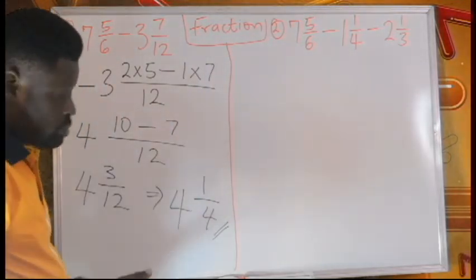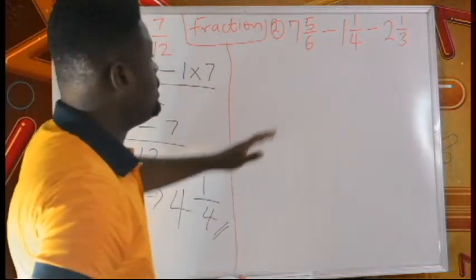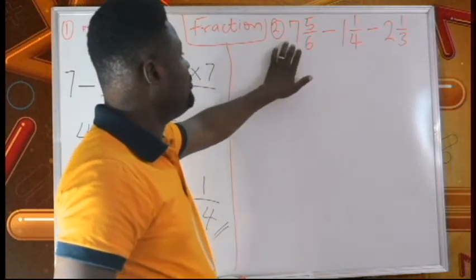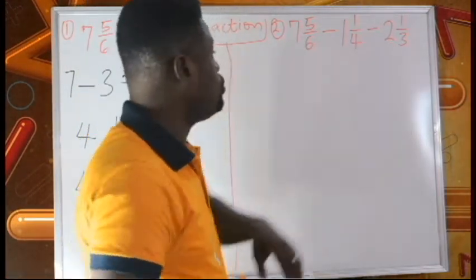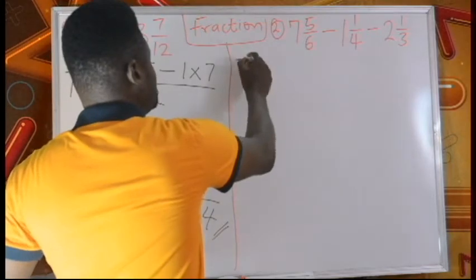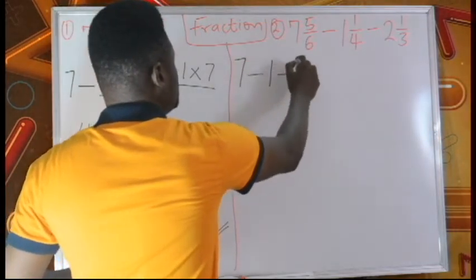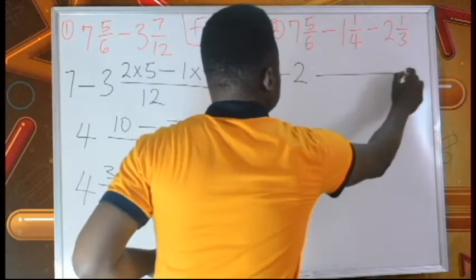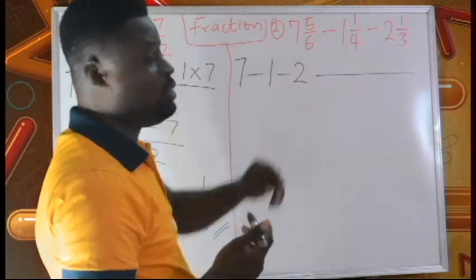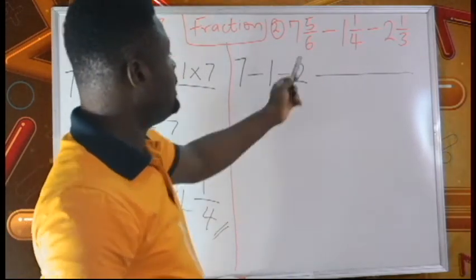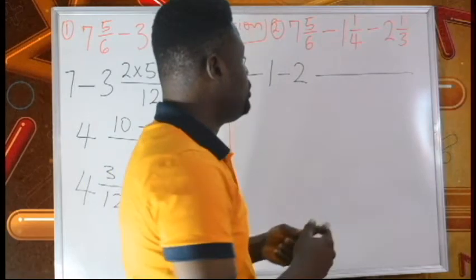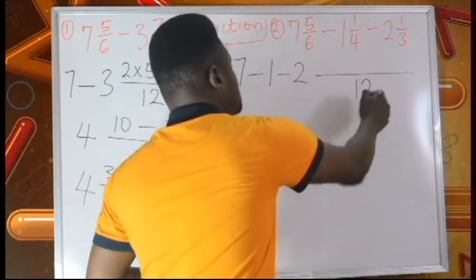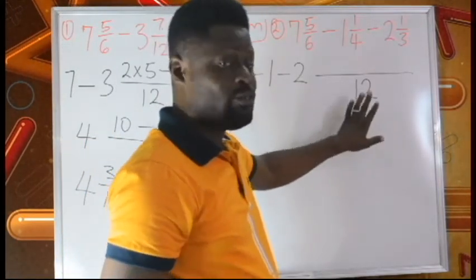So we'll come to number 2. We have to start with the whole numbers, 7 minus 1 minus 2. So put it here, 7 minus 1 minus 2, before we look for the LCM of 6, 4, and 3. The LCM of 6, 4, and 3 will be 12, because they are also factors of 12.